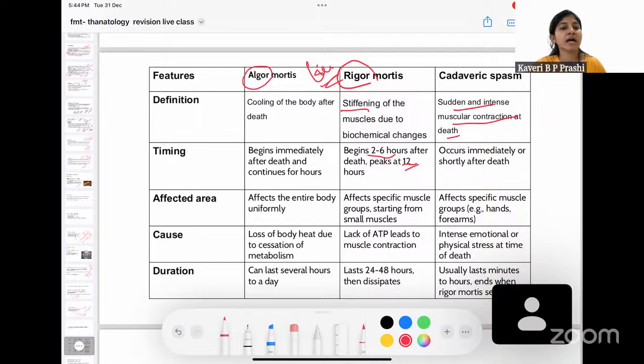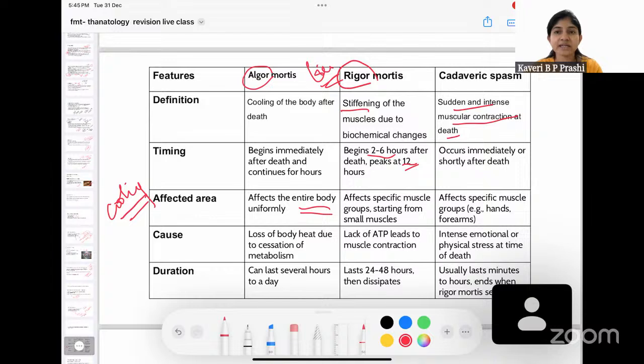Okay. Coming to the affected area in algor mortis, affects the entire body. That is, the cooling occurs in the entire body. Coming to rigor mortis, affects specific muscle groups starting from the small muscles. That is, the small muscles are going to be affected first, then the medium sized, and the last is going to be stiffening of the bigger muscles.